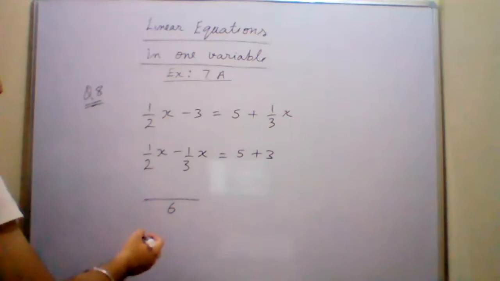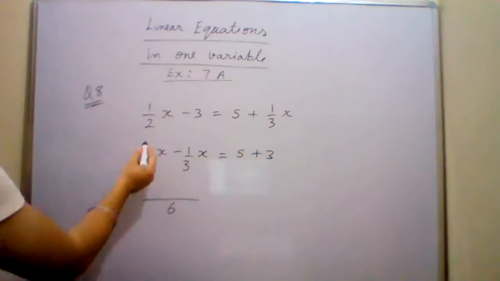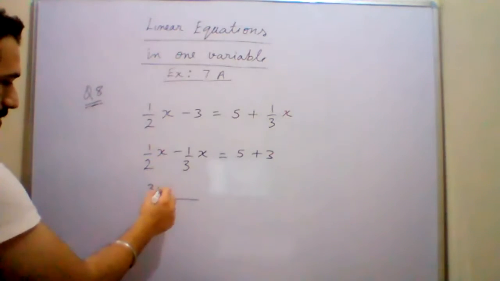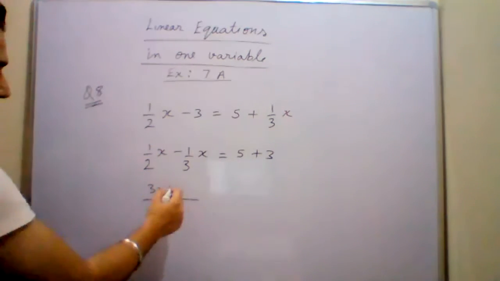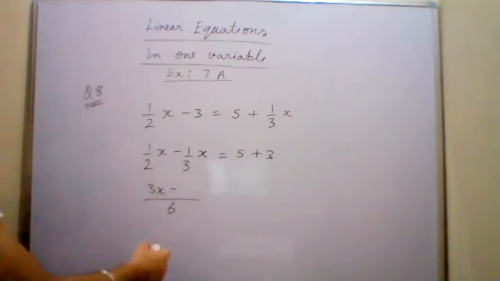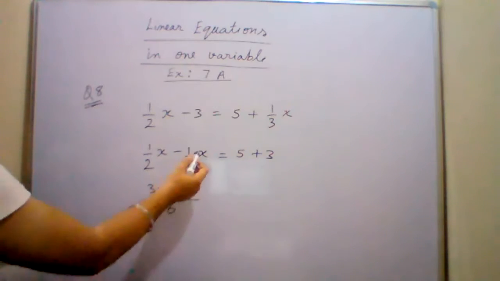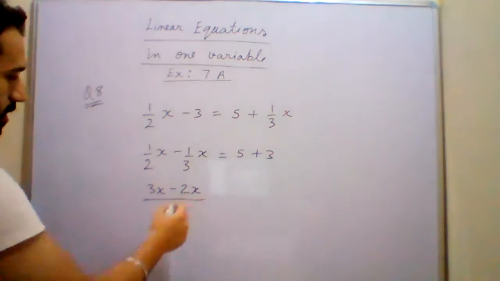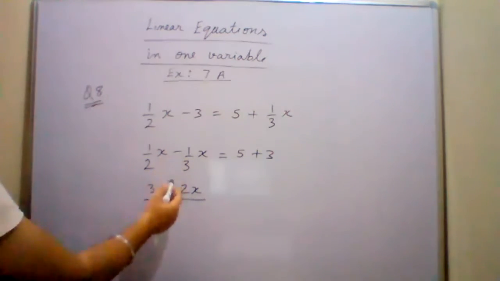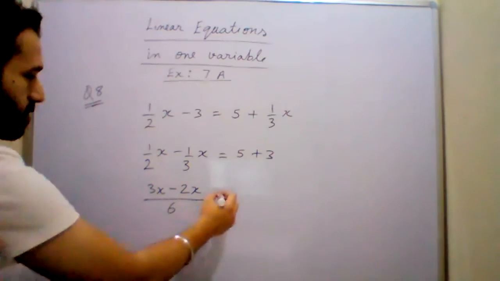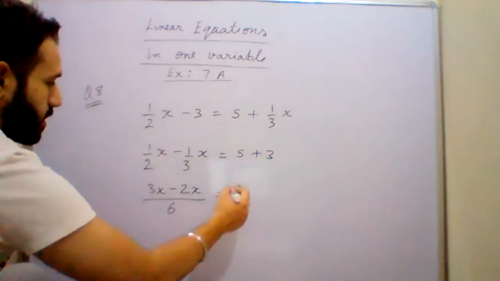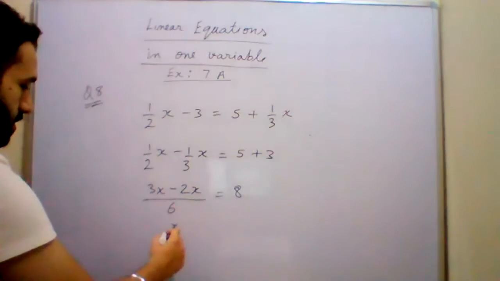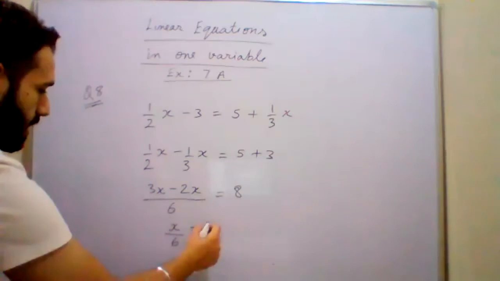6 divided by 2 is 3. 3 into 1x, this is 1x. So 3, if I multiply it with 1x, it becomes 3x. Minus 6 divided by 3 is 2. And 2 when multiplied with 1x, it becomes 2x. 2 into 1x is 2x. Minus sign, I have already written. 5 plus 3 is equal to 8. 3x minus 2x is equal to x. X upon 6 is equal to 8.